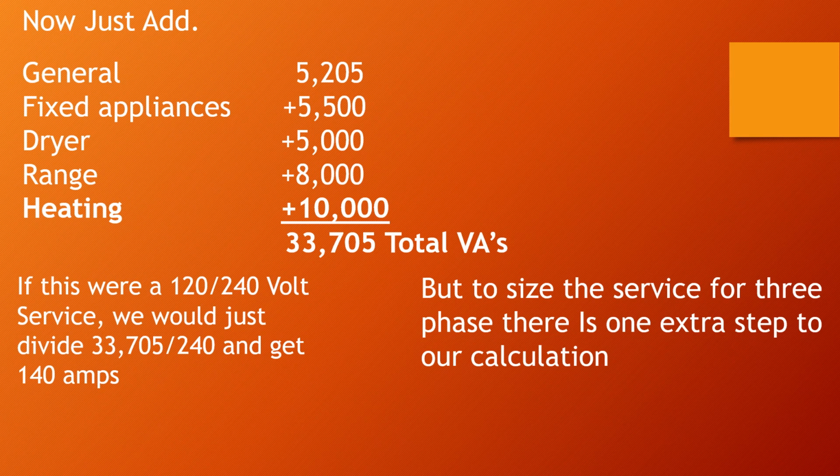Today we're focusing only on testing. So what you're going to do is take your 33,705 VAs and divide it by your system voltage multiplied by 1.732. So first you must take 208 multiplied by 1.732, write that down, then divide 33,705 by that number, it's 360 approximately, and that is going to give you 93.625. You're going to round up to 94 amps, and that's what you would size your service by.